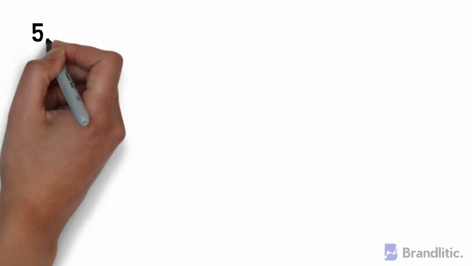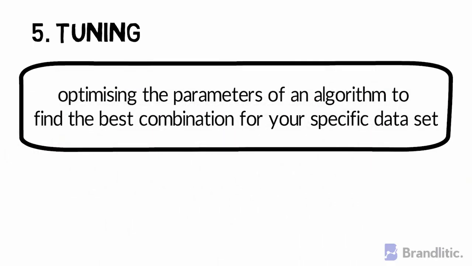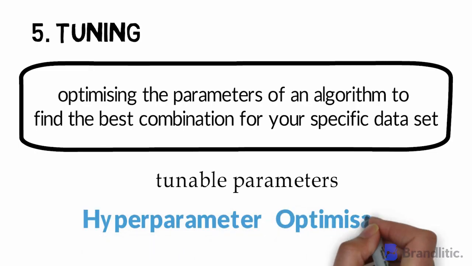Number 5. Tuning. Tuning involves optimizing the parameters of an algorithm to find the best combination for your specific data set. Each ML model has a number of tunable parameters, and each parameter has a potentially large number of options. Fortunately, there are automated ways to find the optimal combination of these parameters, and this is known as hyperparameter optimization.